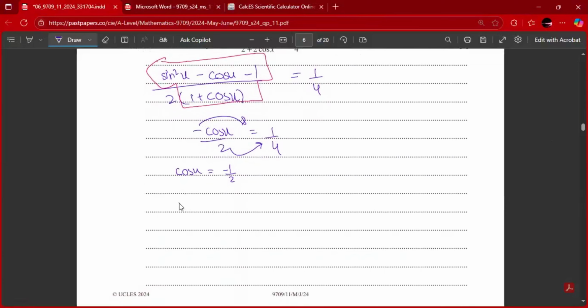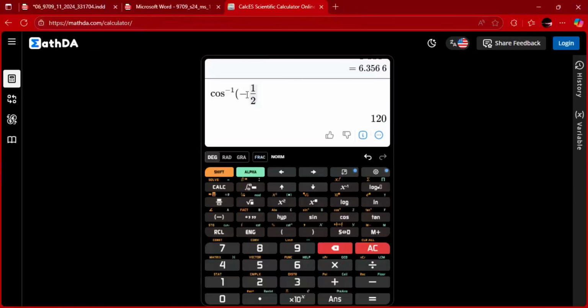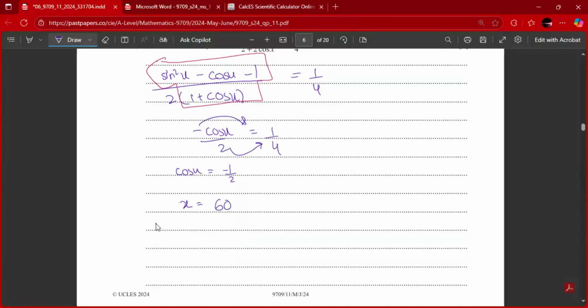Ignore the negative sign and then take the inverse. X would be equal to 60. So x is equal to 60. But since our function is negative, it lies in which quadrants? Quadrant 2 and quadrant 3. Let me just tell you how.